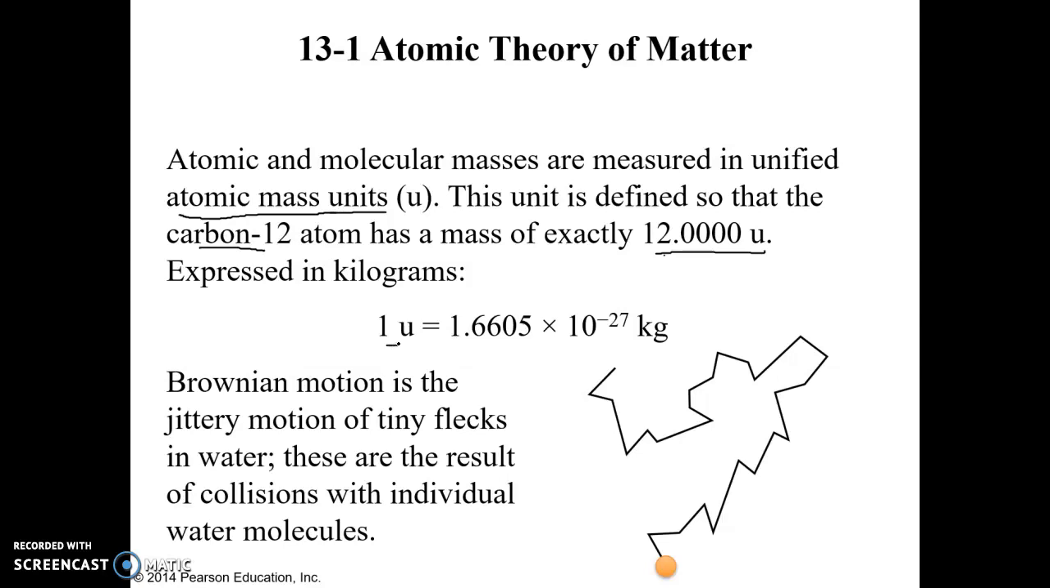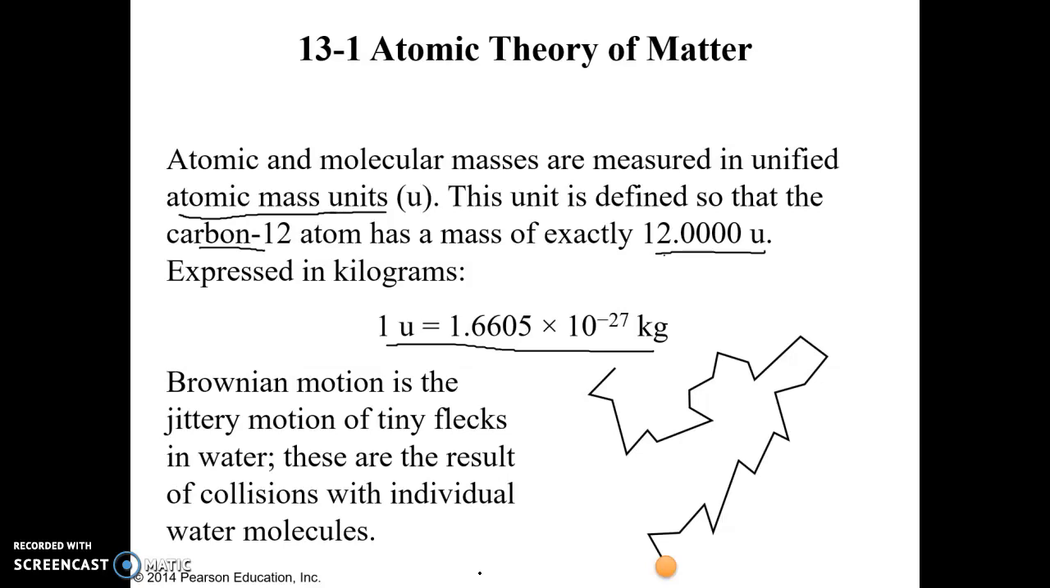And if we equated that to kilograms, one atomic unit equals 1.6605 times 10 to the negative 27th. Think about that, negative 27th. That is very, very small. Okay, so that's the atomic mass unit.